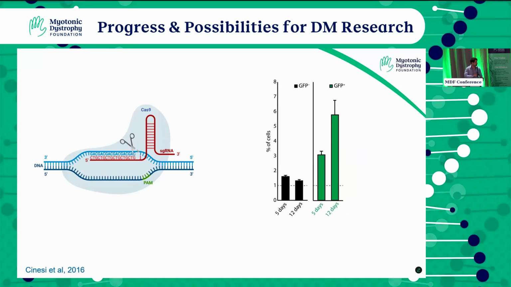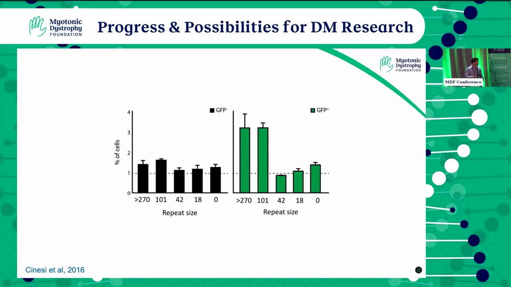And the answer is yes. On the left, you have the same experiment, but with 5 days and 12 days of treatment for the GFP plus. And what you see there is that you have much more contraction in the 12 days experiments compared to 5 days, which means that you actually do contract over time. The accumulation of contraction is over time. Third question we had was, is it dependent on the size of the repeats? And the answer is yes.